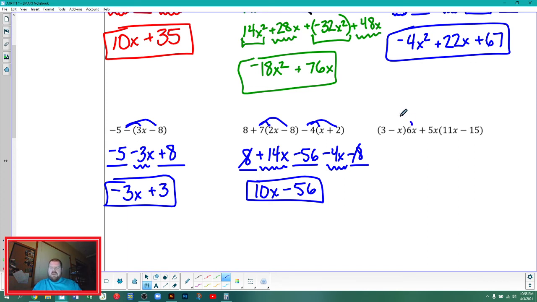Last one for this set, we're going to distribute. Kind of back distribute on that one and forward distribute on that one. And the arrows don't really mean anything. I could put them on all of them. I just don't always.